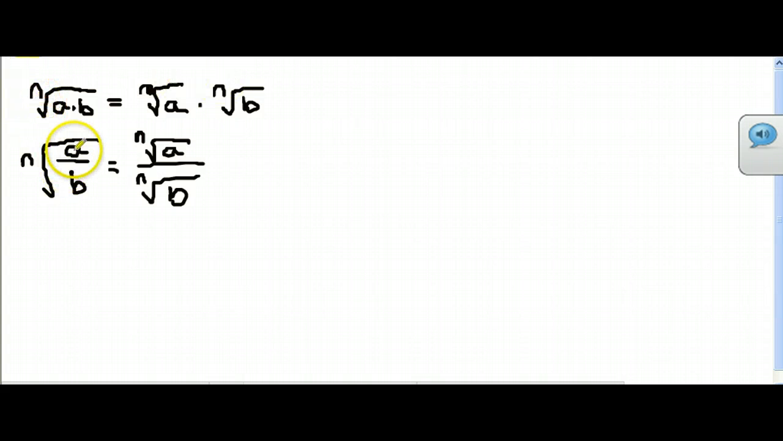And the same thing with division. If you've got the nth root of a divided by b, then that can be split up as just the nth root of a divided by the nth root of b. So that's what that formula said. Any questions on that one?